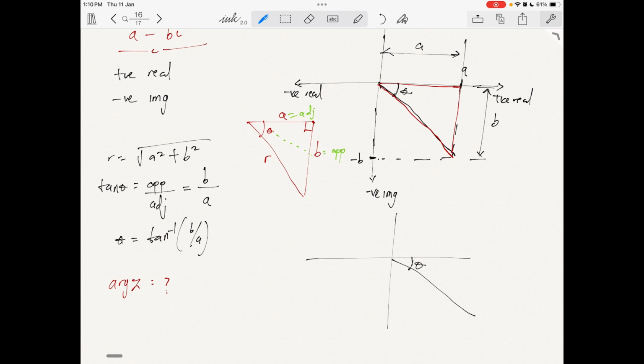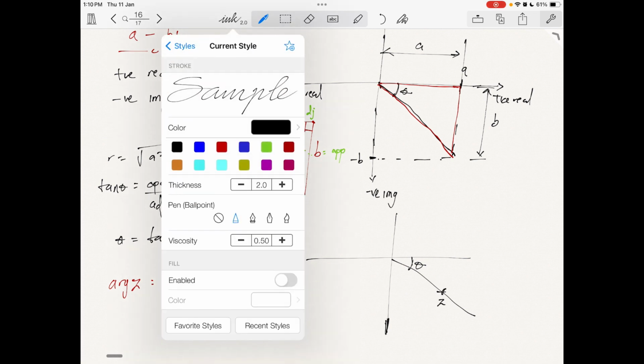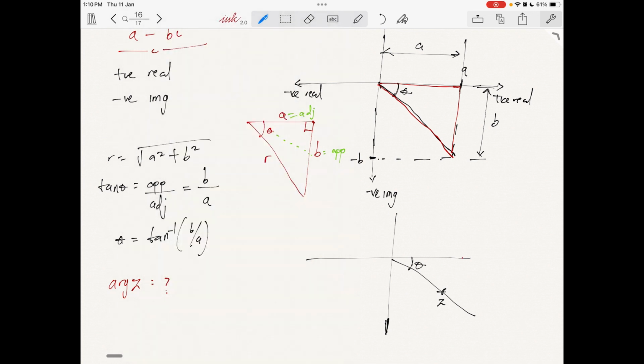Theta, and this is our Z. We know that argument Z starts counting from the positive x-axis. So we count from here to here. So this is argument Z.